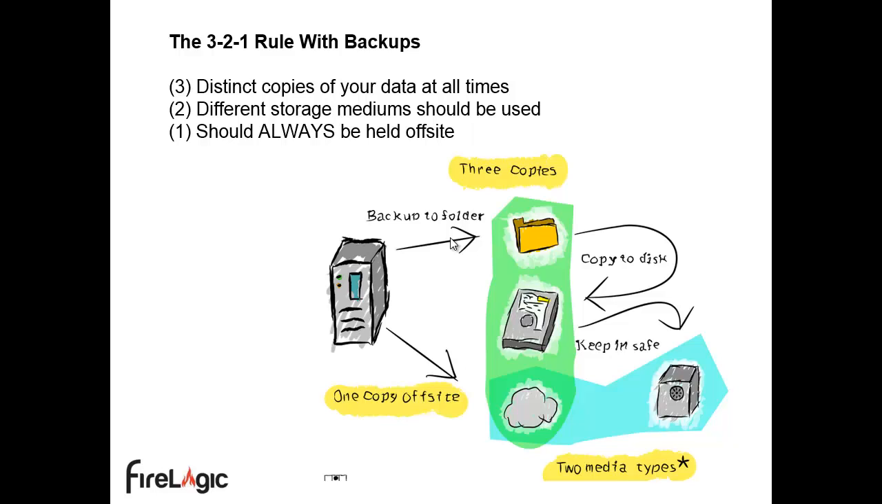That meets part 2 of that rule. And number 1, you should always have 1 copy that's held off-site. If you don't have a copy that's either in the cloud or at another family member's home somewhere else, it's not a good backup routine.